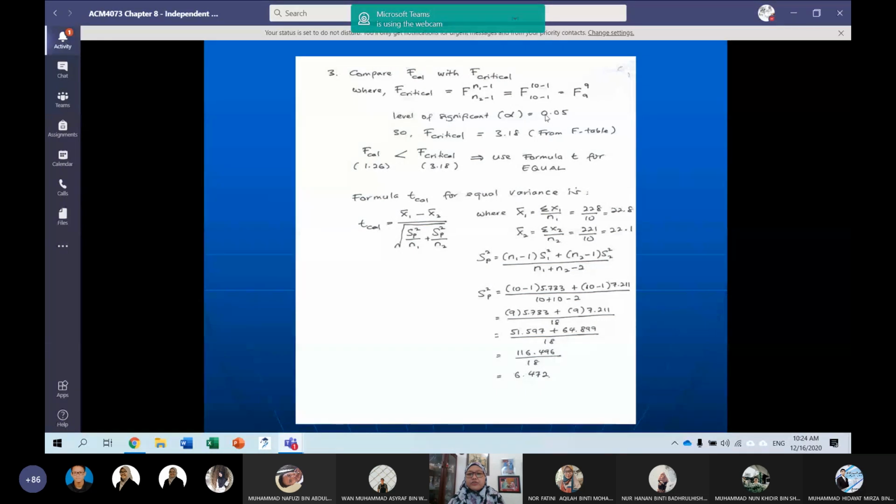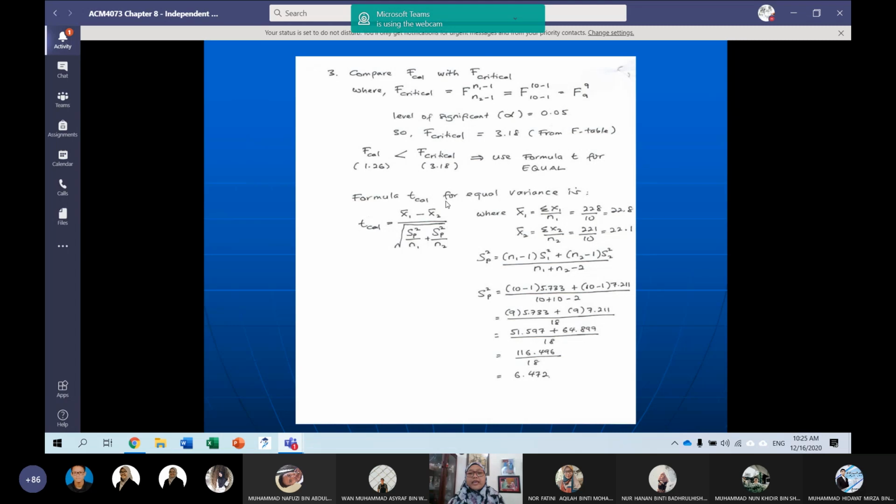Level of significance at 0.05. So we look at the F table and look for 9. Under 9, the critical value is 3.18. So your F-cal is 1.26 and the F table is 3.18. What does it mean? The F calculation is less than F critical. Use formula T for equal variances.